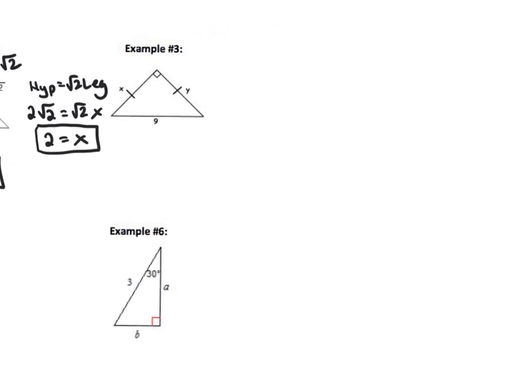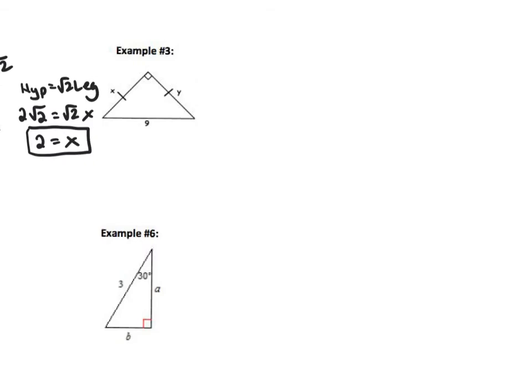So example 3 is talking about an isosceles right triangle again, because these two are the same. So x and y really have to be the same. Our hypotenuse is 9. So we know that the hypotenuse is the leg times the square root of 2, which equals 9. So this leg, which is x, all we have to do is simply divide both sides by the square root of 2. So x is going to equal 9 divided by the square root of 2.